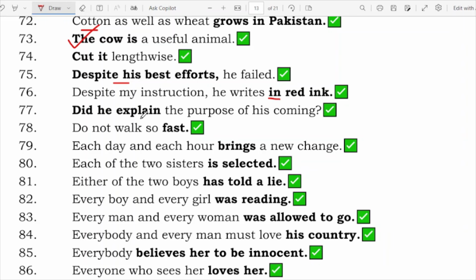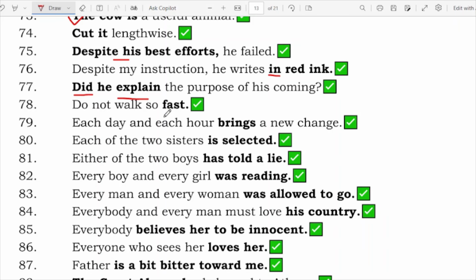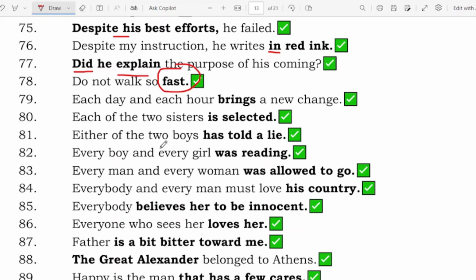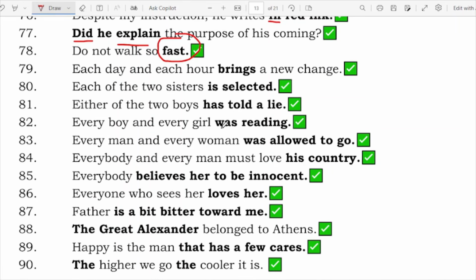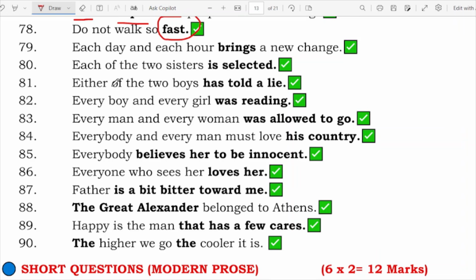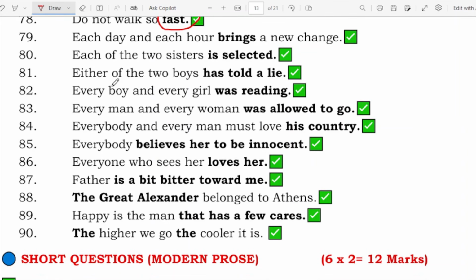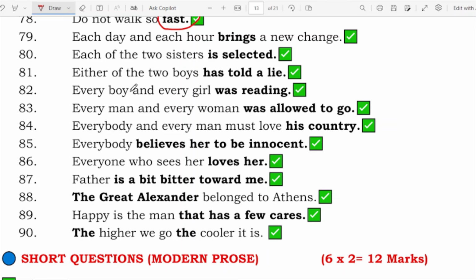Did he explain? Explain, did we have the auxiliary verbs and then first form, base form. Don't walk so fast. Don't use this word fastly, okay? Only fast. Each day and each hour brings a new change, subject verb agreement. Each of the two sisters is selected. Again, subject verb agreement. And either of the two boys has told a lie. Every boy and every girl was reading. Every man and every woman was allowed to go.